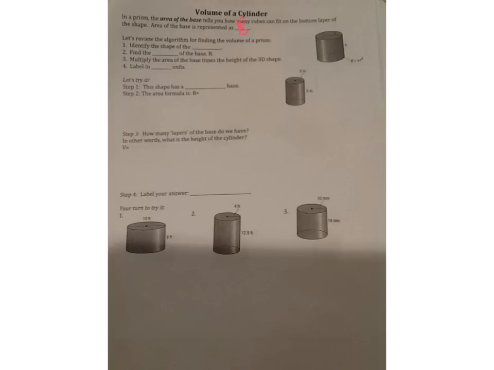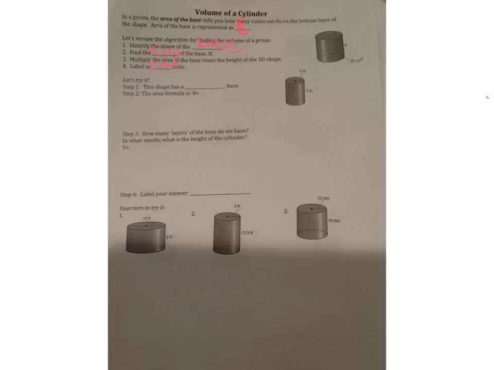Let's review the algorithm for finding the volume of a prism. This is the exact same thing we just did, but now we're going to apply it to cylinders. So I identify the shape of the base, find the area of the base, and then you're going to multiply the area of the base times the height of the 3D shape, and you'll label it in cubed units.